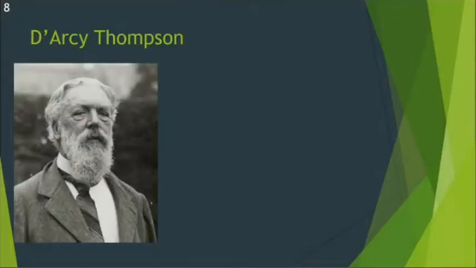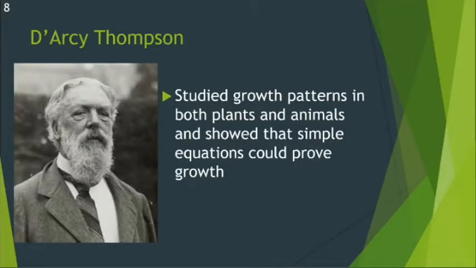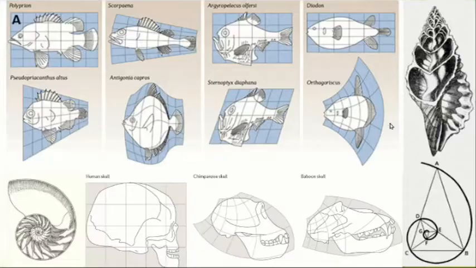Si D'Arcy Thompson, pinag-aralan niya yung growth patterns ng mga hayop at halaman kung saan pwede nating i-prove yung kanilang paglaki by simple equations. So nakikita natin that yung shapes ng bawat isda and even yung skull ng humans ay pwedeng i-graph, and when we stretch yung mismong graph ay nagbabago din yung patterns or growth ng bawat species ng isda. Okay? So even the Nautilus shell ay nagpa-follow dun sa ating tatawag na golden spiral.